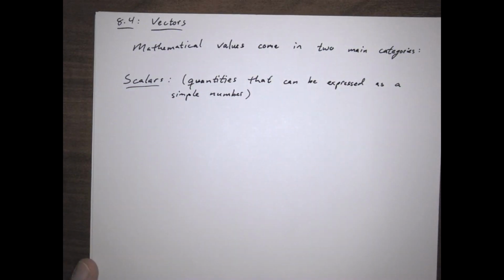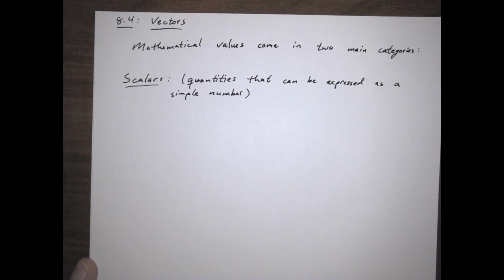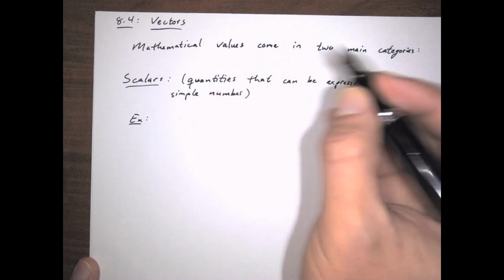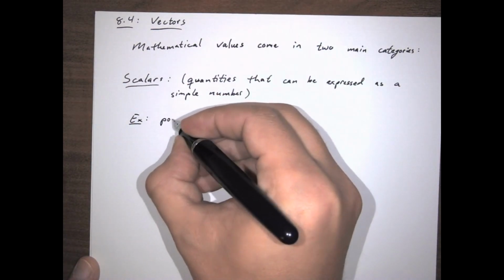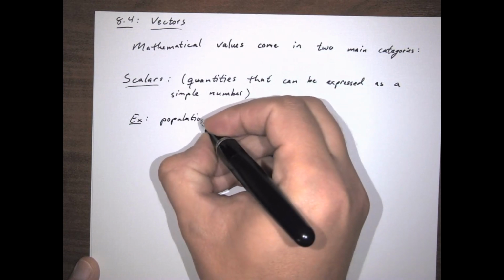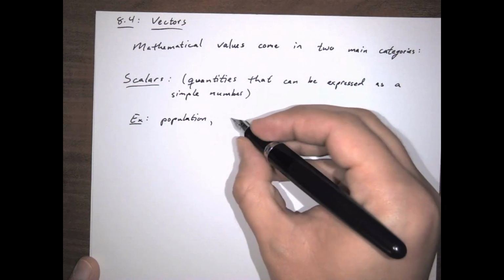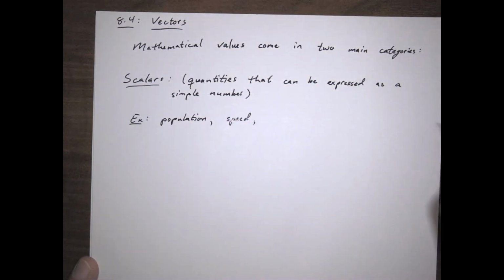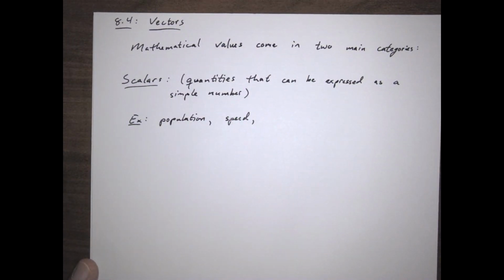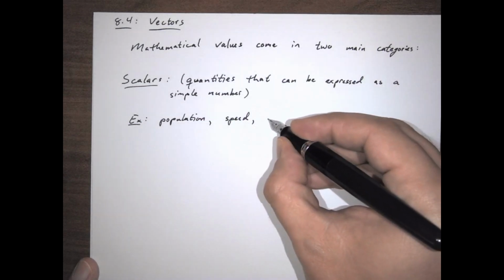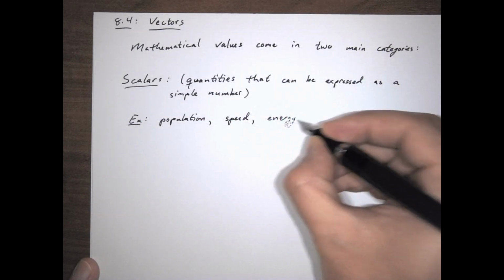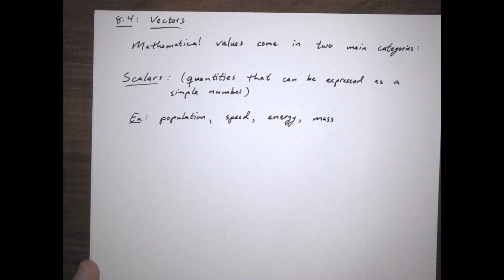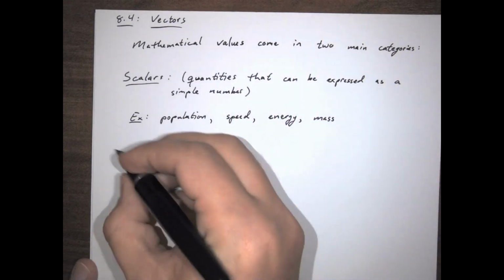And examples of this would be answers like how many. So examples of these would be things like maybe population. Also, an example of this would be something like speed. Another thing that would be expressed as a scalar would be energy in physics. Another thing would be mass. However, there is another category, which is vectors.